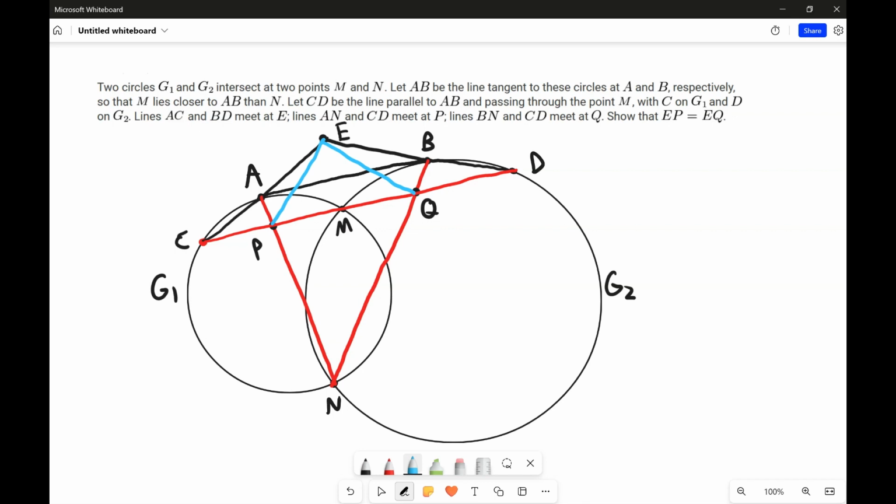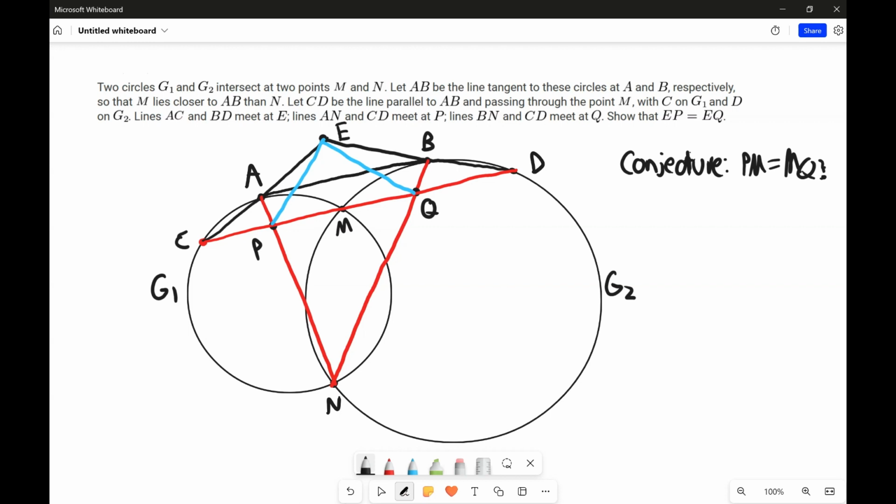So how do we get started on this problem? Well, it definitely appears that PM is equal to MQ according to our diagram. So we conjecture that PM is equal to MQ.